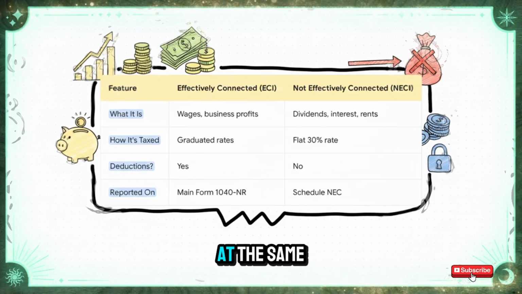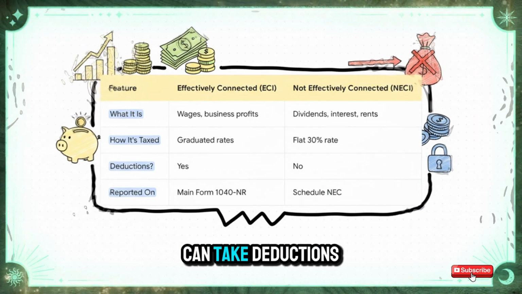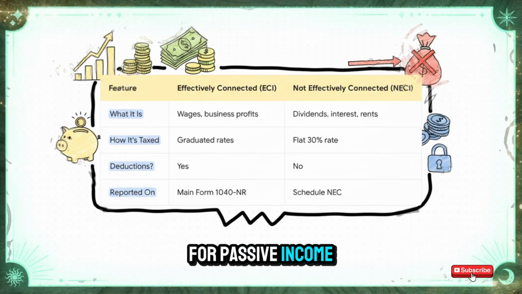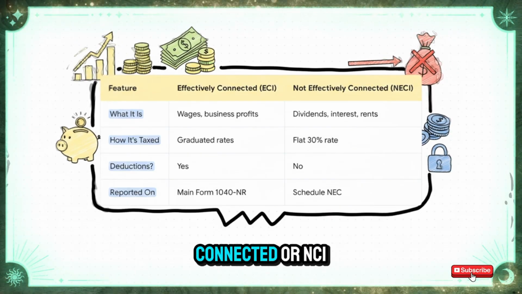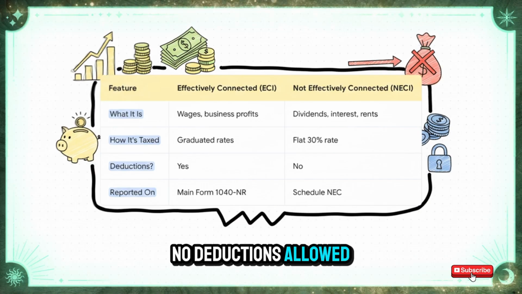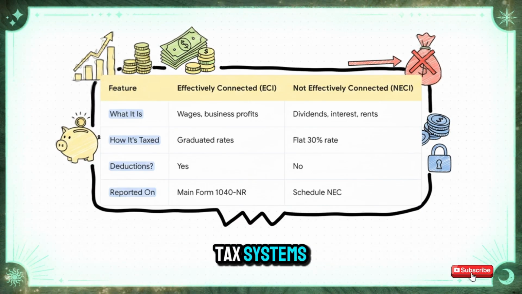That gets taxed at the same graduated rates as a US citizen, and yep, you can take deductions. But then there's this whole other world for passive income, like dividends or interest. That's not effectively connected, or NCI, and it gets hit with a flat 30% tax, no deductions allowed. So you see, two types of income, two completely different tax systems.